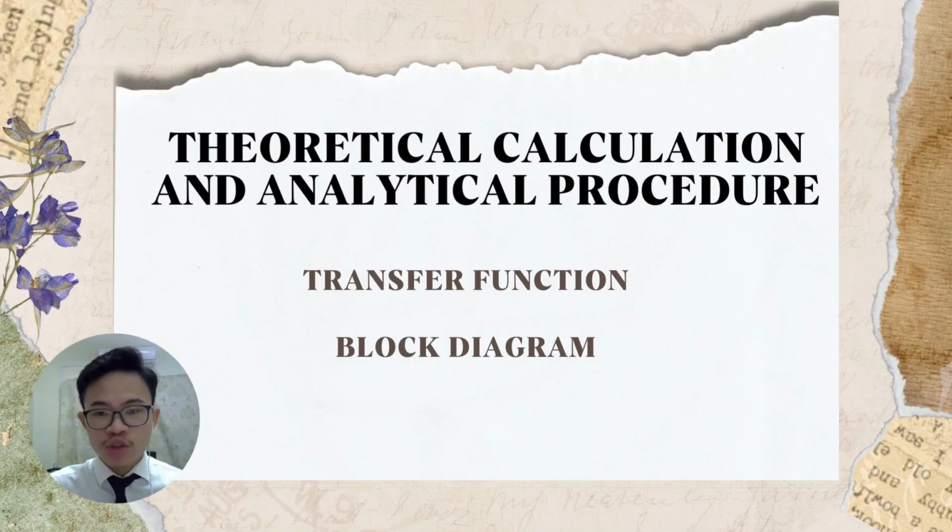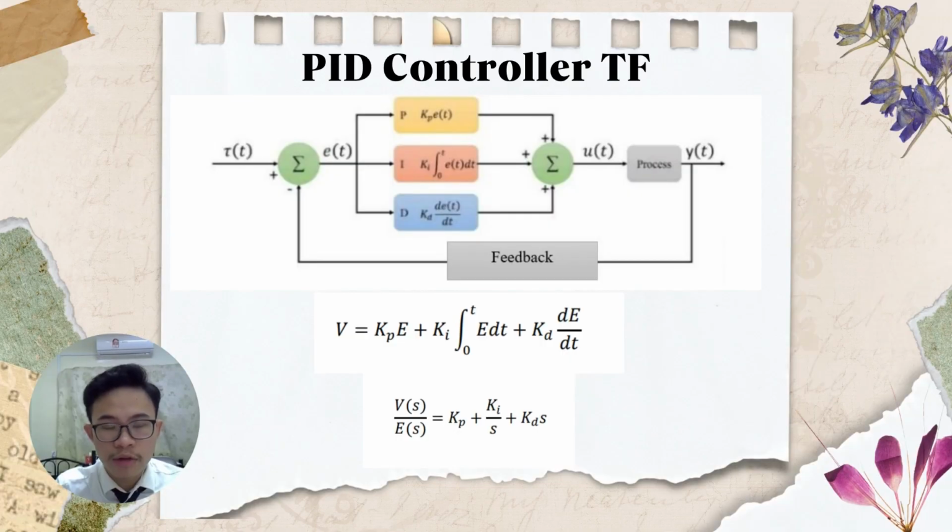Hi, my name is Ang Zishuan with the matrix number DD210016, and for my part, I will be presenting the theoretical calculations and analytical procedures, which will be mainly about the transfer function and the block diagram of the conveyor belt system. So we'll start with the transfer function for the PID controller.